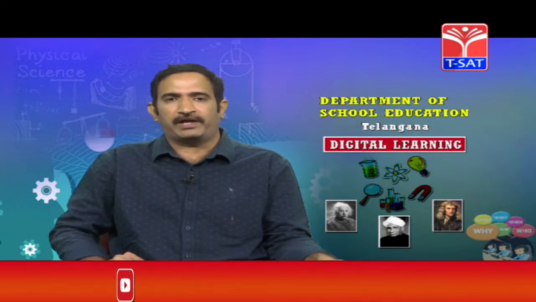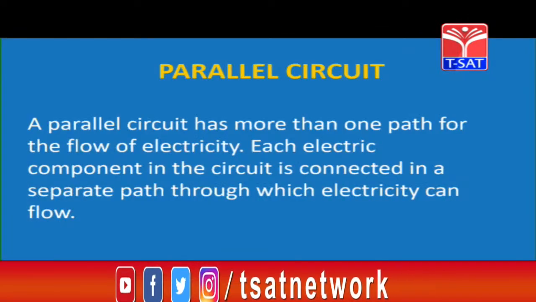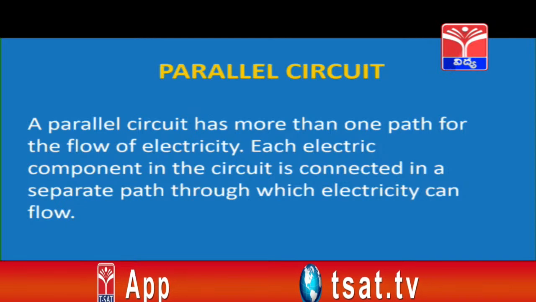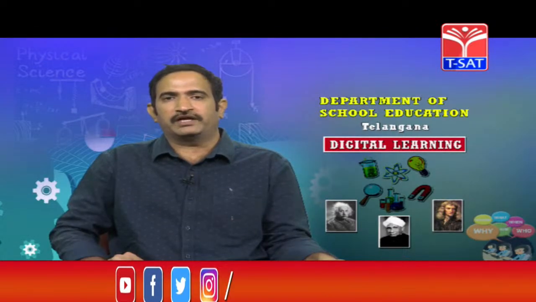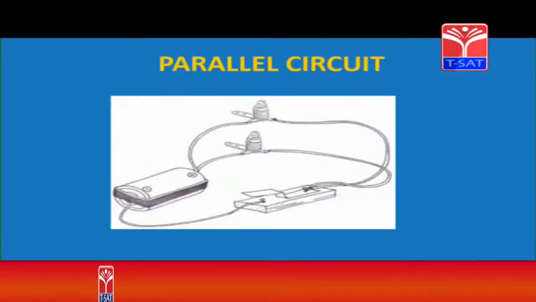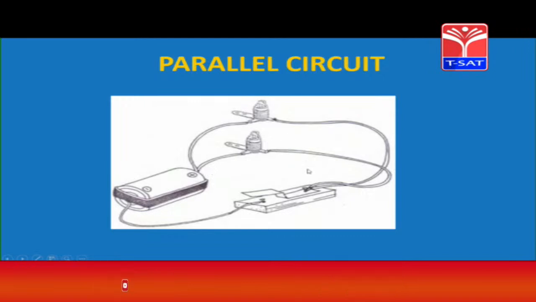Now we will go for the parallel circuit. A parallel circuit has more than one path for the flow of electricity. Each electrical component in the circuit is connected in a separate path through which electricity can flow. Here there is more than one path. Let us see in the diagram. Now here we can see the two bulbs are connected to the positive terminal of the battery. The other end of the bulb is connected to the switch and through it to the negative terminal of the battery.